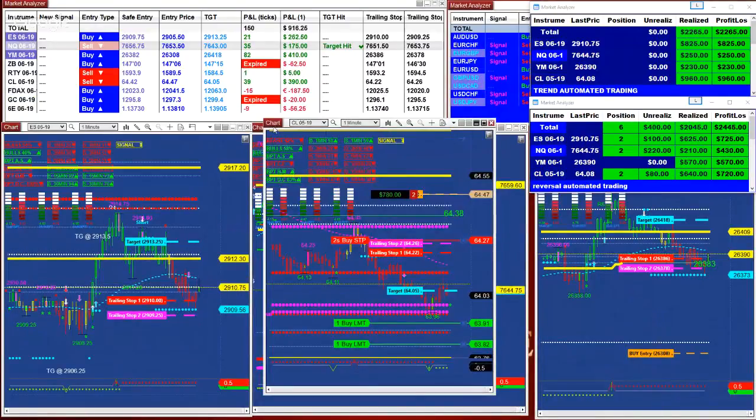Today, the market is not a chop. It's doing extremely well. And there is plenty to trade from. So we'll go ahead and wait on the new signal.